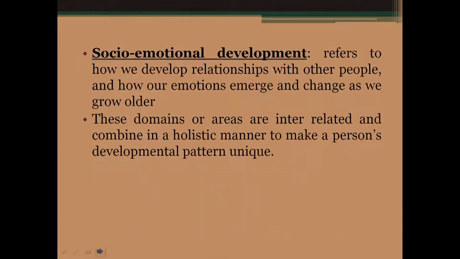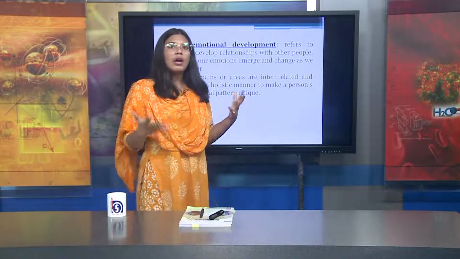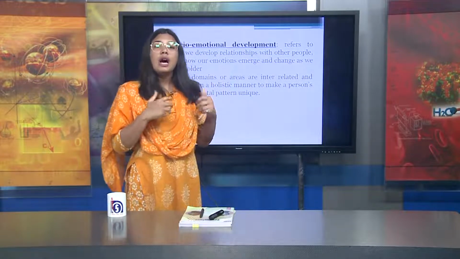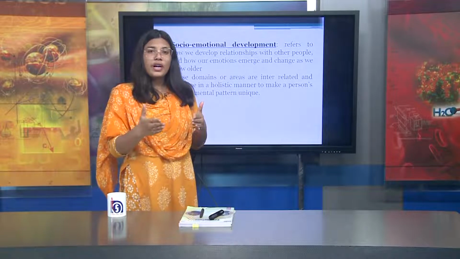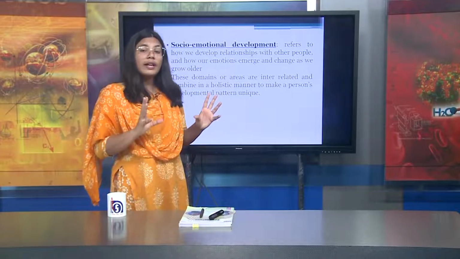Okay? So now we are going to discuss socio-emotional development. It refers to how we develop relationships with other people and how our emotions emerge and change as we grow older. These domains or areas are interrelated and combine in a holistic manner to make a person's developmental pattern unique. So here we are talking about how we form relationships with the society, the people around us, and how, as we grow up, we try to understand our emotions, understand other people's emotions, react to these emotions, control them and express them.